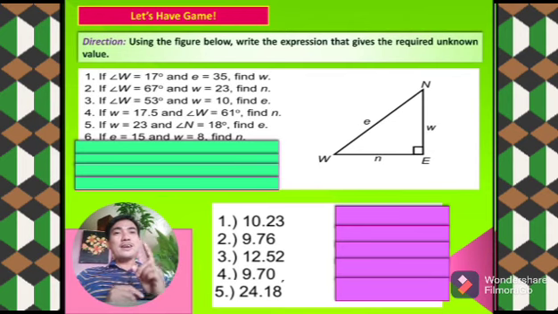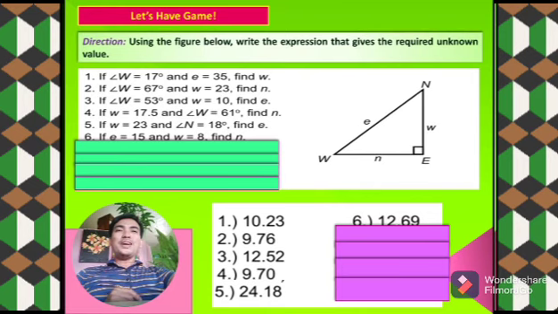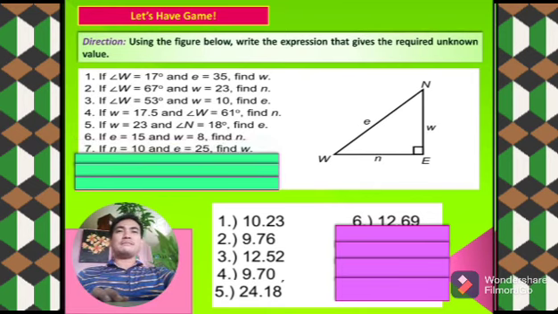And the correct answer is 12.69. Okay, let's proceed to number 7. If side N is equal to 10 and side E is equal to 25, find side W. Ready? Go!